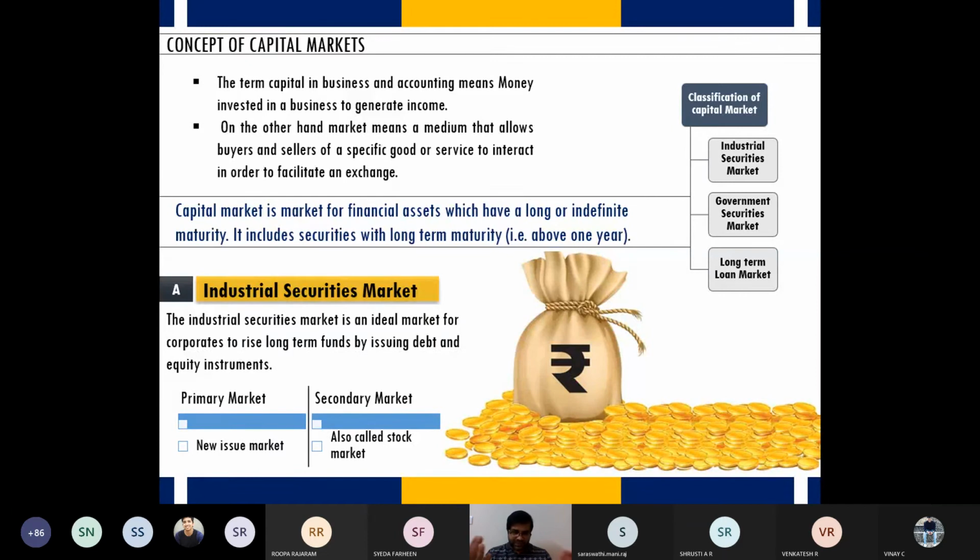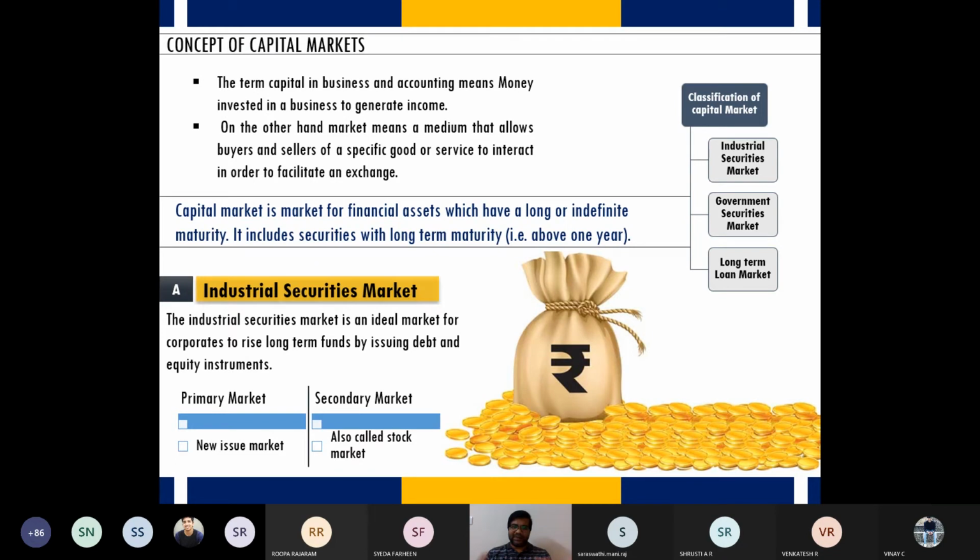When these shares are already subscribed, bought by the public or the investors, and they buy and sell amongst themselves, then it is called secondary market, also known as stock market. So in simple words, primary market is C to I, company to investors. Secondary market is investors to investors. So who are the participants? Investors are trading amongst themselves, whereas in primary market, the transaction is happening between a company and investors.